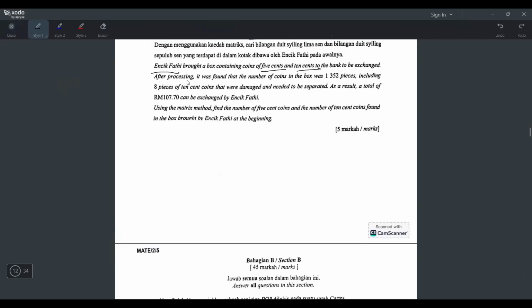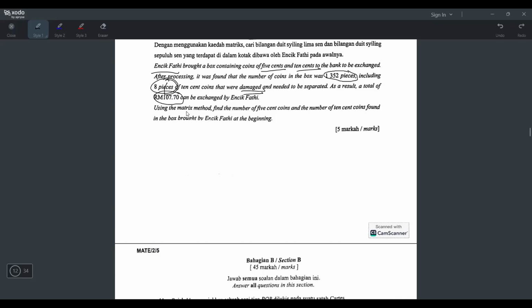Okay. After processing, it was found that the number of coins in the box was 1,352 pieces. So I think this is the total number of coins. After you take the number of 5-cent coins and number of 10-cent coins, add together, you get this. And then they say including 8 pieces of 10-cent coins that were damaged and needed to be separated. So the damaged ones have to be separated. And there's 8 pieces of 10-cent coins. And then it said, as a result, a total of 107 ringgit 70 cents can be exchanged by Encik Fatih.